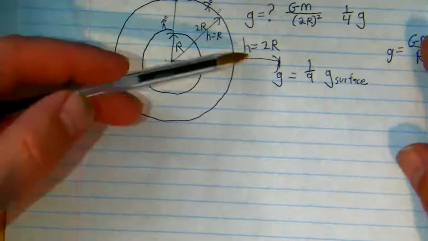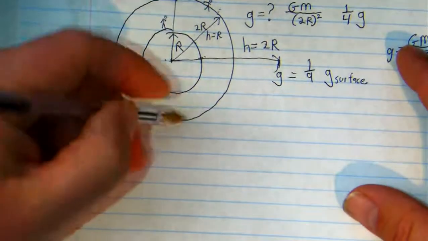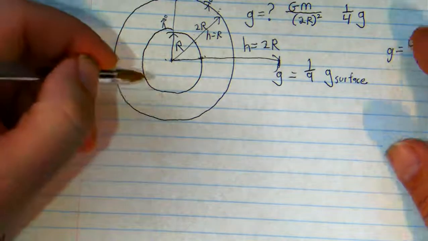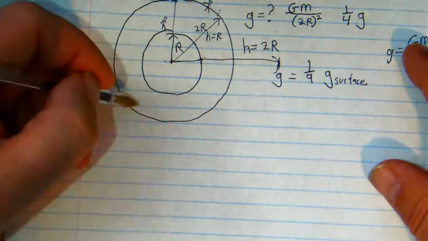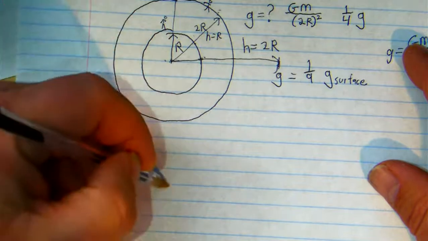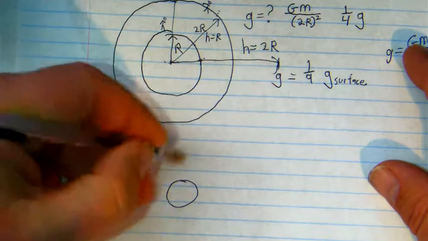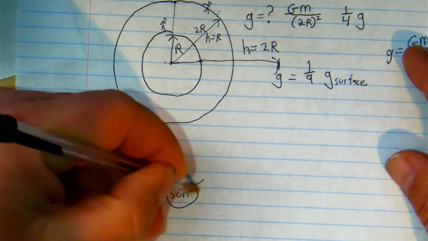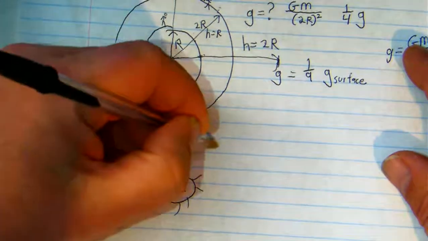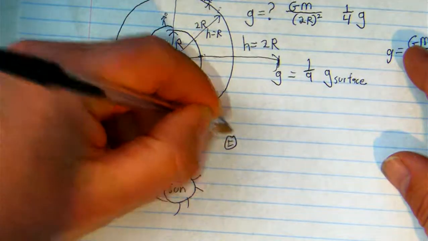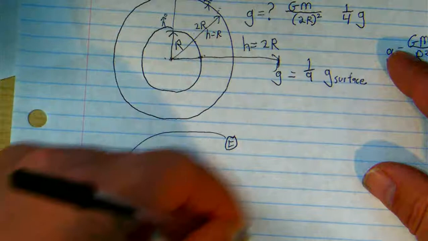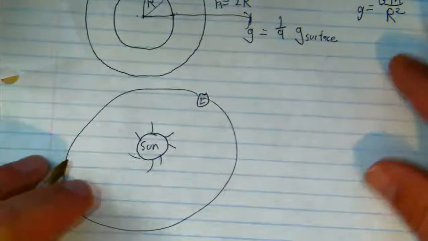Now, I did bring up something already that I want to share with you. We're going to move on to circular orbits now. And in a circular orbit, let's consider the sun with the Earth, not to scale, orbiting the sun. We're going to pretend that it's a perfect circle.